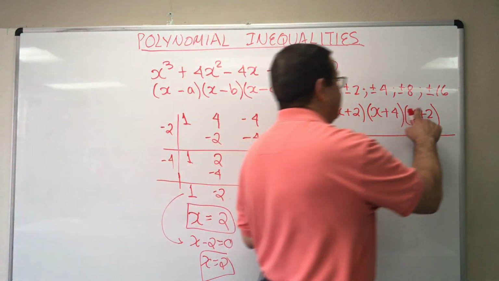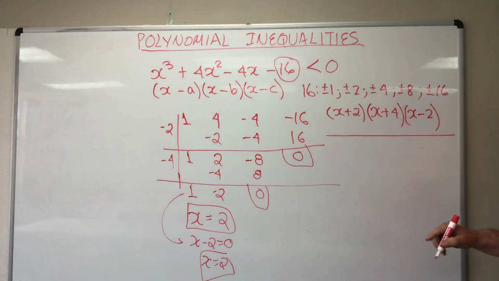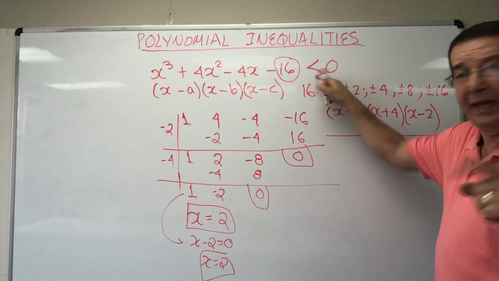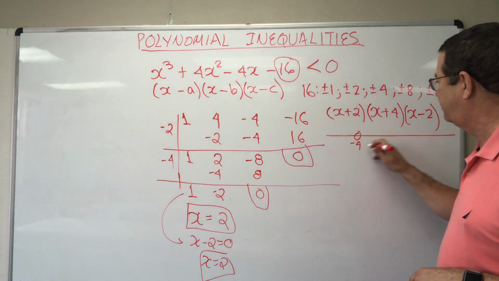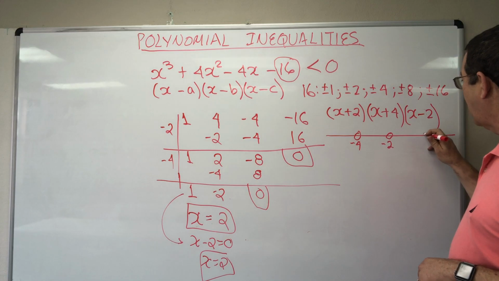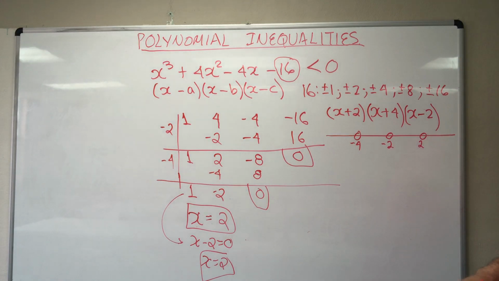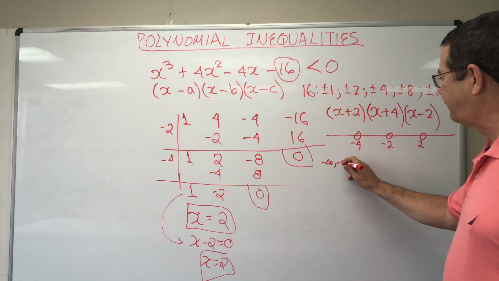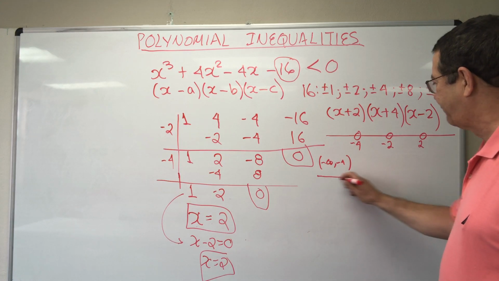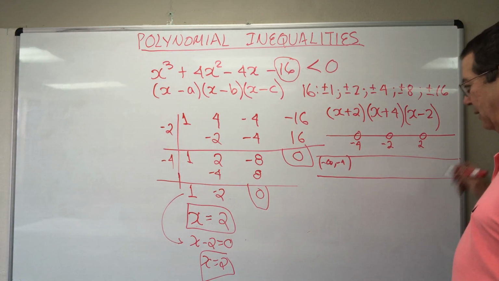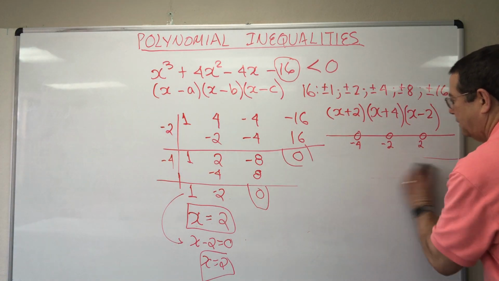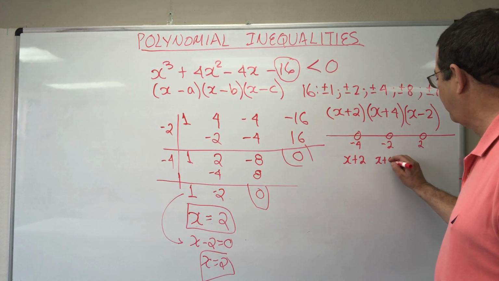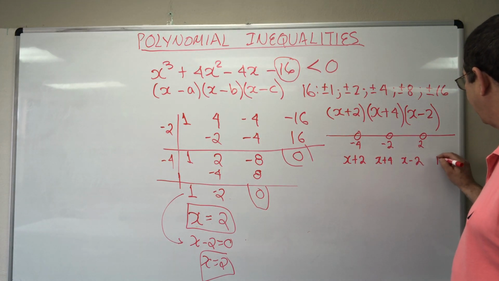Now, here is x minus 2. Then, I have 3 zeros. The first zero is 4, because you don't have an equal sign, it's open. Open negative 4, open negative 2, and open 2. Now I have to create my table, negative infinity to negative 4 open, the first line. Let me read this, I'm moving back. Here I have x plus 2, x plus 4, x minus 2, and the final answer.